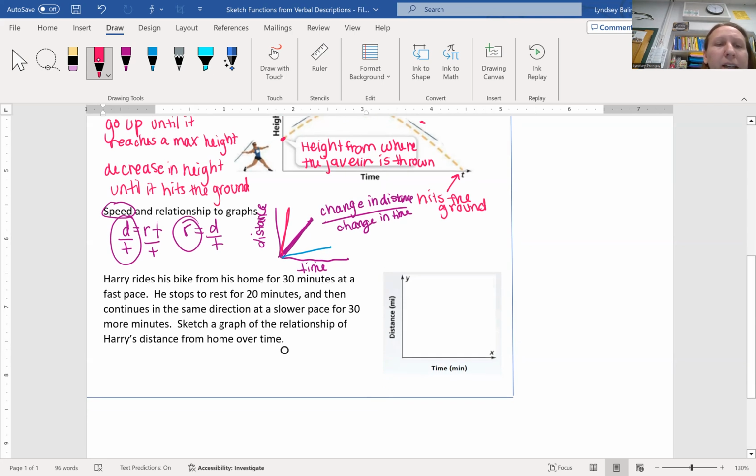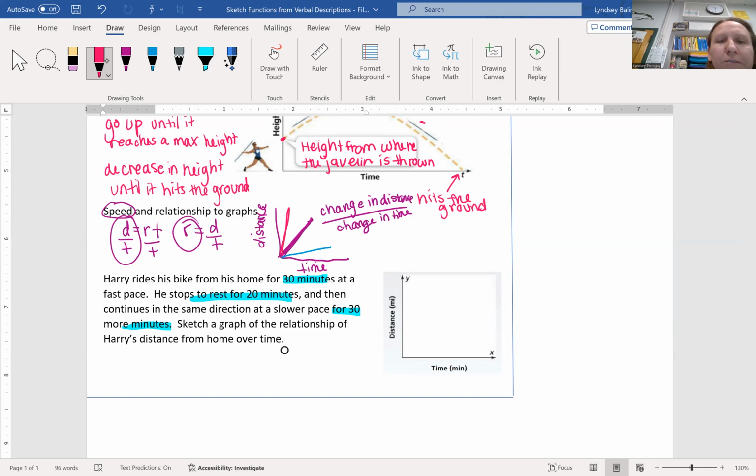Okay, so our last one here: Harry rides his bike from his home for 30 minutes at a fast pace. He stops to rest for 20 minutes and then continues in the same direction at a slower pace for 30 more minutes. Sketch a graph of the relationship of Harry's distance from home over time. Like I said, there's no numbers on this. We're not going to be super exact, but he's riding his bike for 30 minutes, stopping for 20, and then riding again for 30 more minutes. So the two bike rides should be lasting approximately the same amount of time on the x-axis, and that stop time is just going to be a little bit shorter.